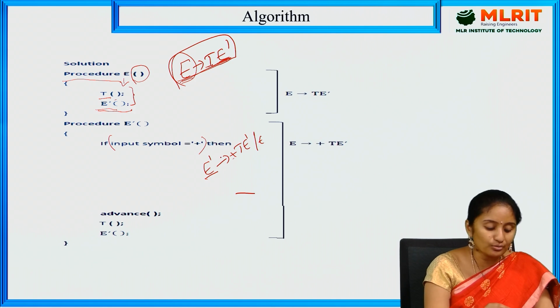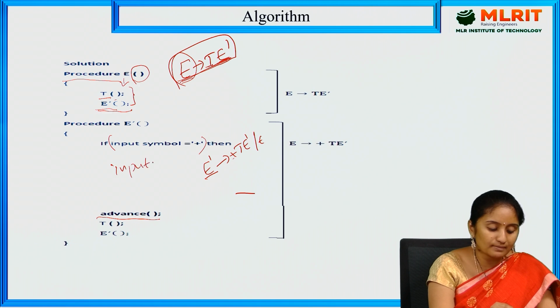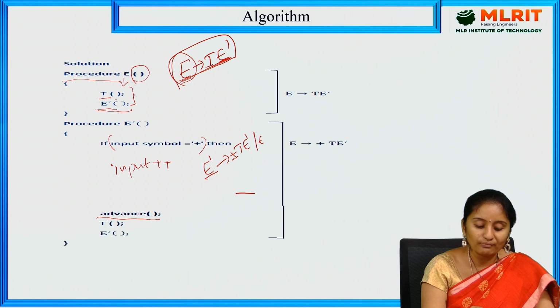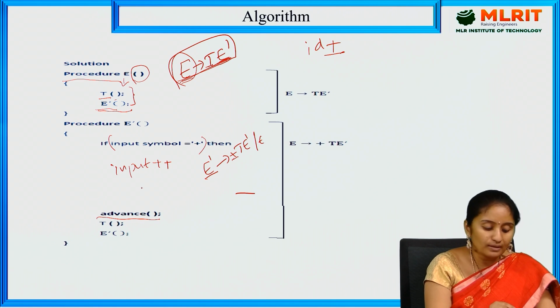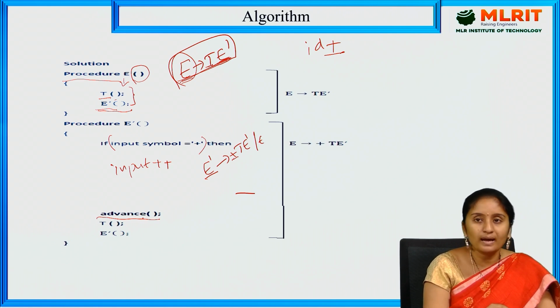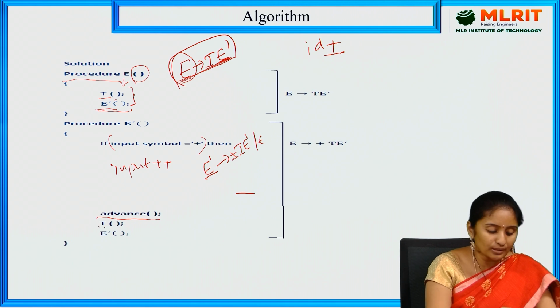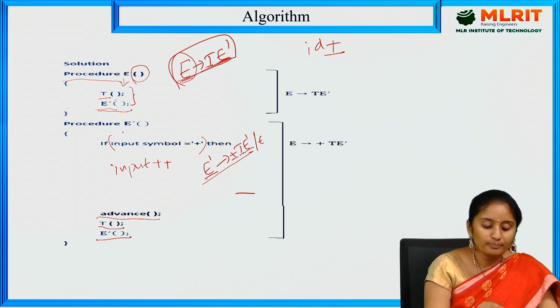then what we are going to do is advance, or I can write it as input plus plus. We are going to increment this input. If suppose I am giving the input string as plus and I find plus here, and both are matching, then I can tell it as input plus plus or advance. The next symbol I am having is T. It is a non-terminal, so we are going to call that function T. Next E dash is also a non-terminal, so I am going to call that function. So this is about the E dash procedure.